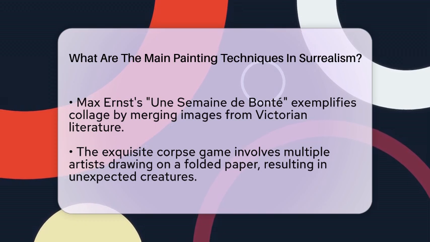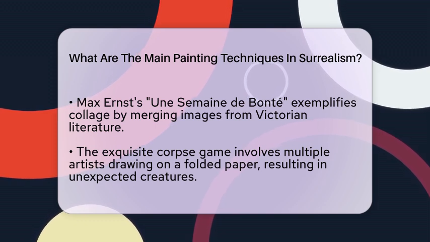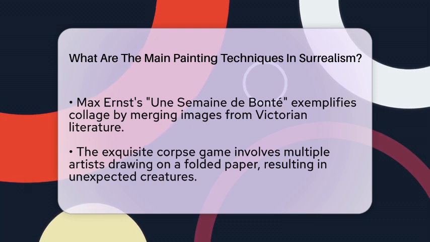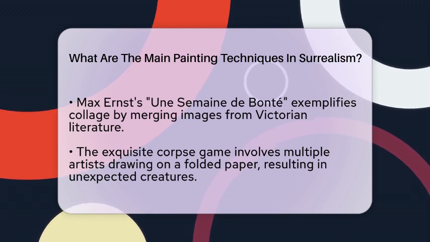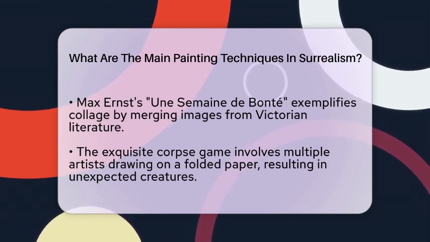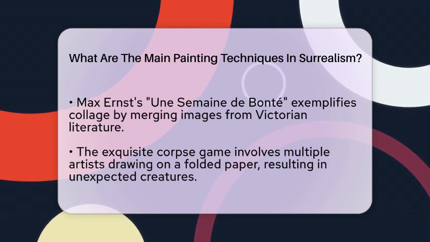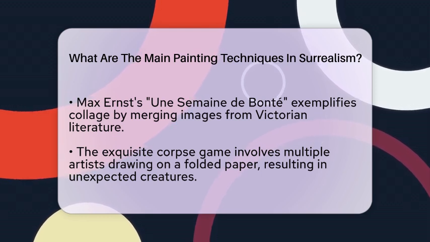Decalcomania is another technique that involves applying gouache to a sheet of paper and then pressing it with another sheet to create a transfer image. When the sheets are pulled apart, the resulting image can be quite surprising and dreamlike. This method was popularized by Spanish surrealist Oscar Domínguez in the 1930s.